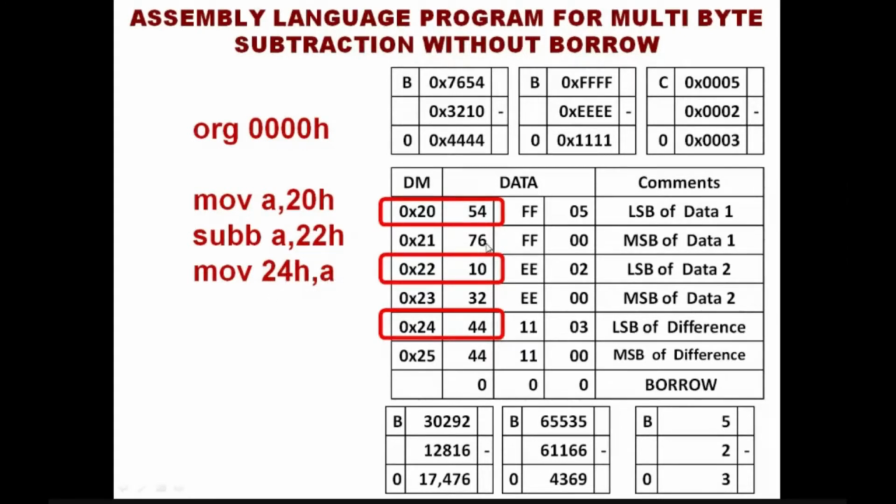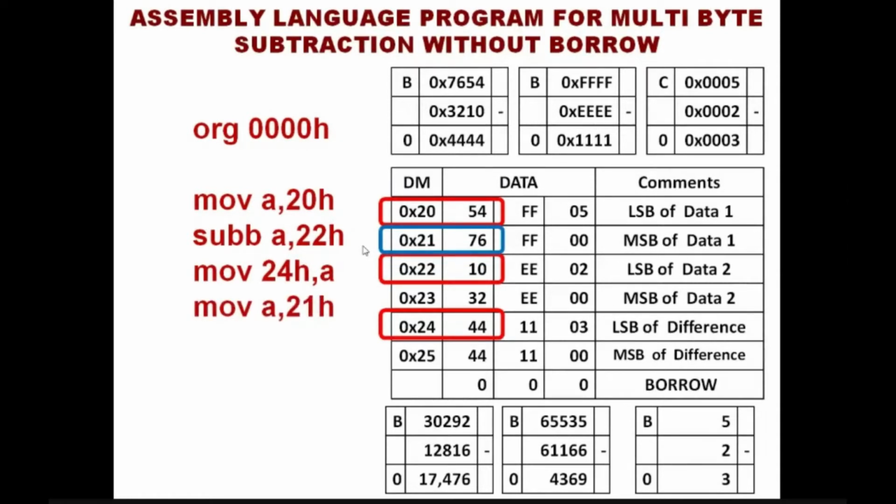Then the odd-numbered locations: 76 minus 32. If you see, 76 minus 32 is 44. That has to be stored in the 25th memory location. So 21, 23 and 25. The same thing has to be repeated for the odd numbers. So MOV A, 21H is what we need to write as the next instruction.